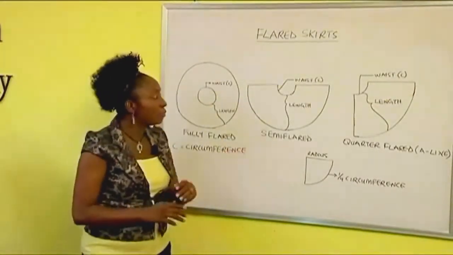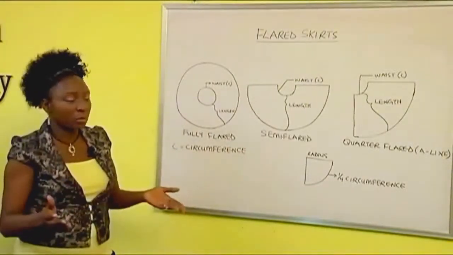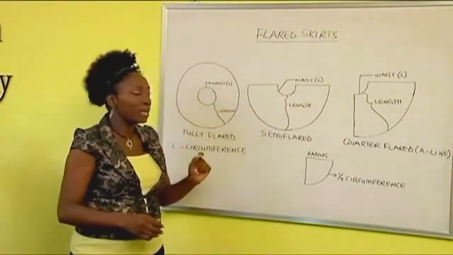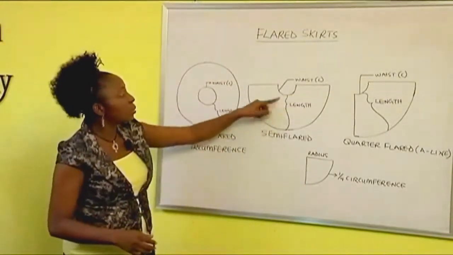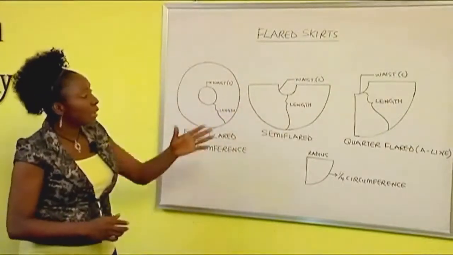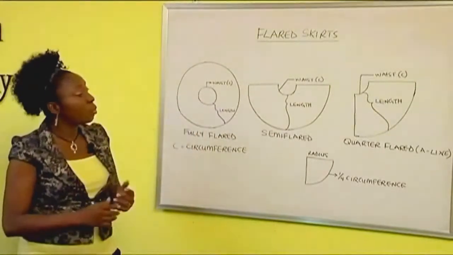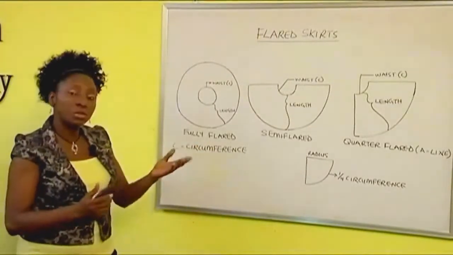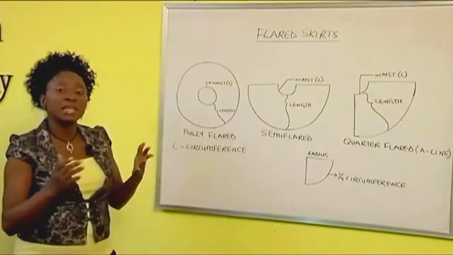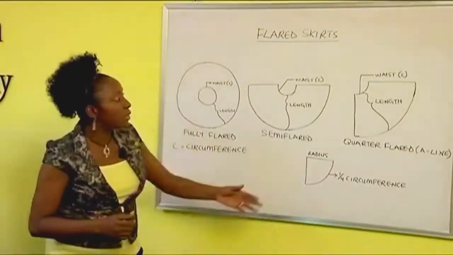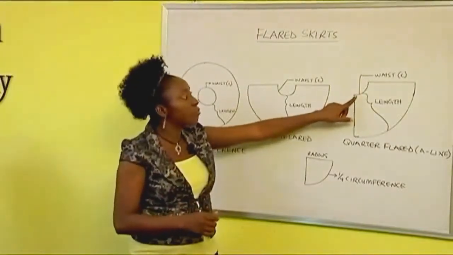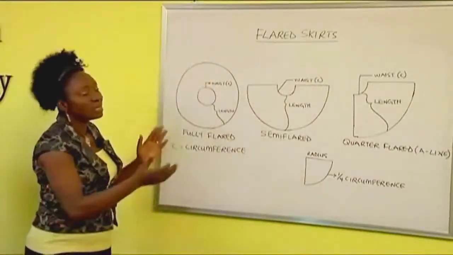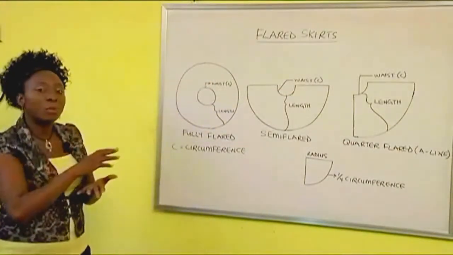Now if you look at the semi-flared skirt, you can see that it's a semicircle. And we have the inner semicircle here representing the waist. The distance between the two semicircles will give you the length. The third one we have there is a quarter circle. It's called the quarter flared skirt, also known as the A-line skirt. It's not as flared as the others, obviously. This quarter circle in here represents the waist, and the length is in between the two quarter circles.